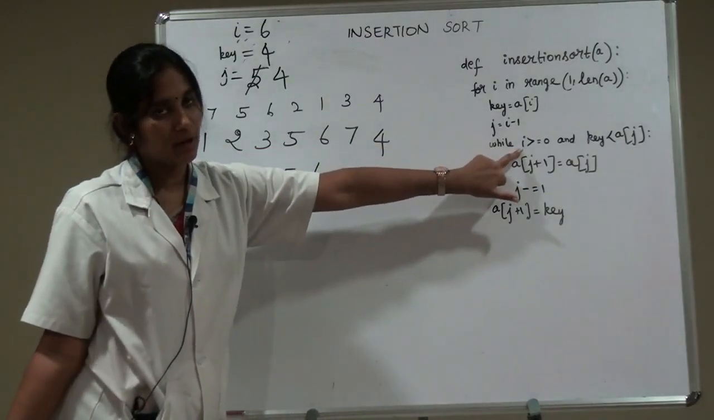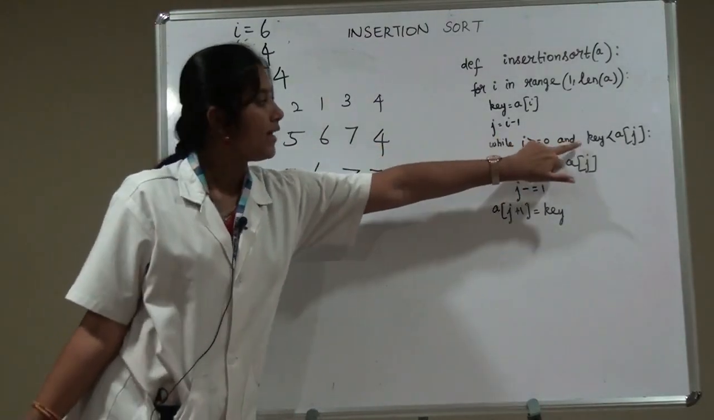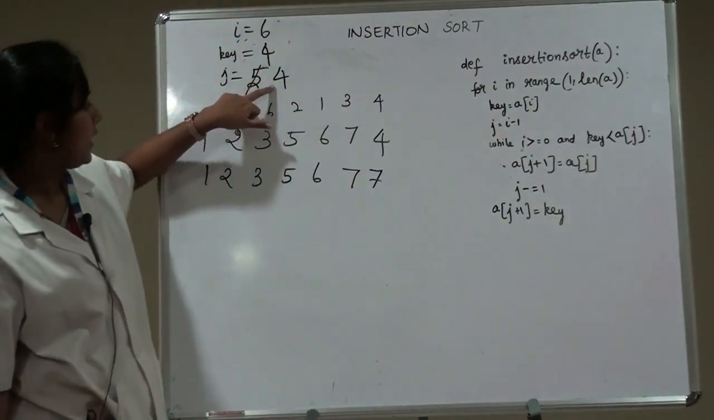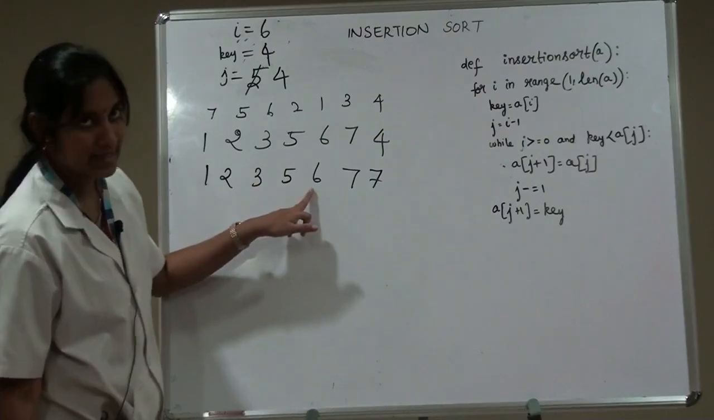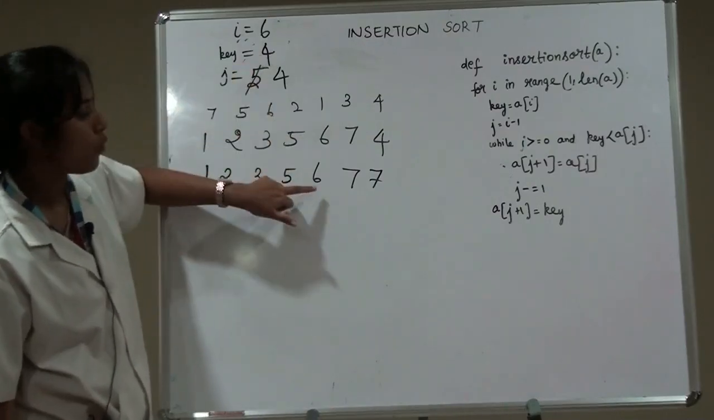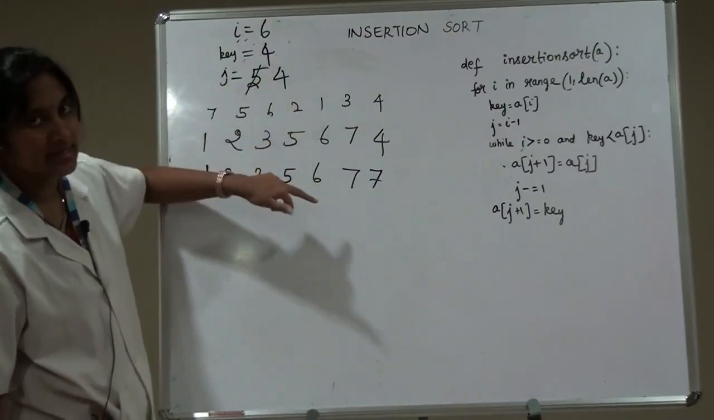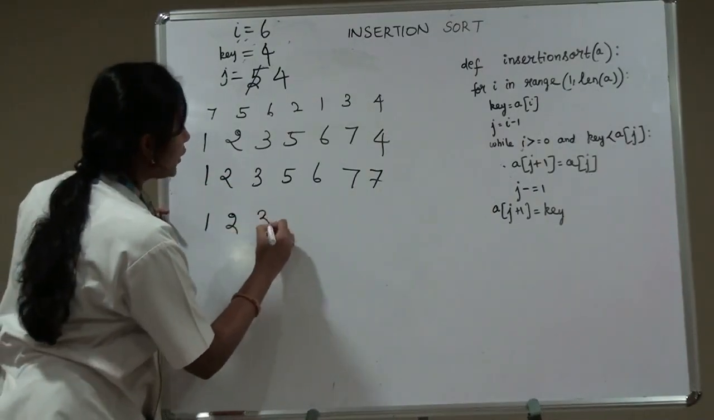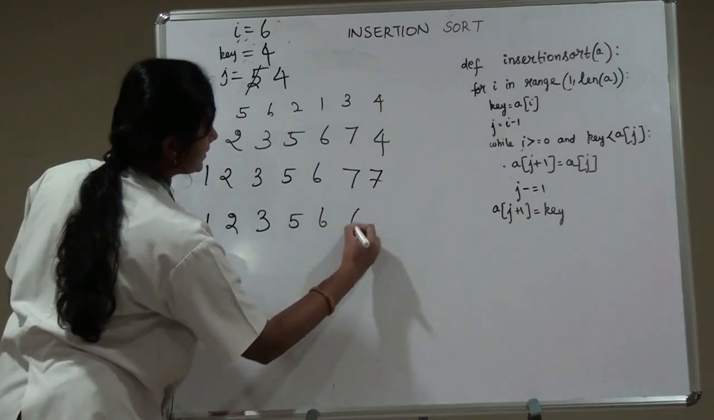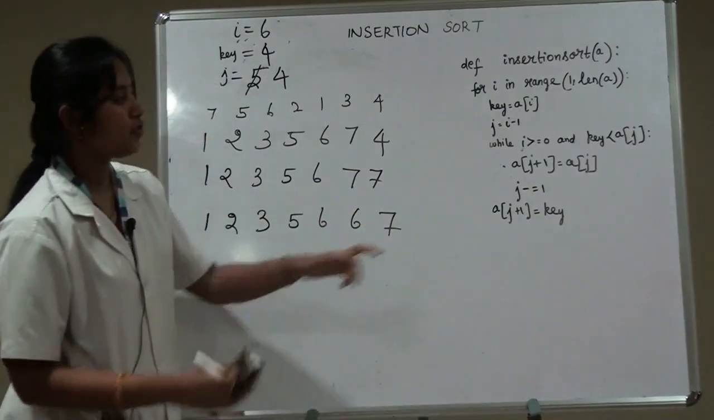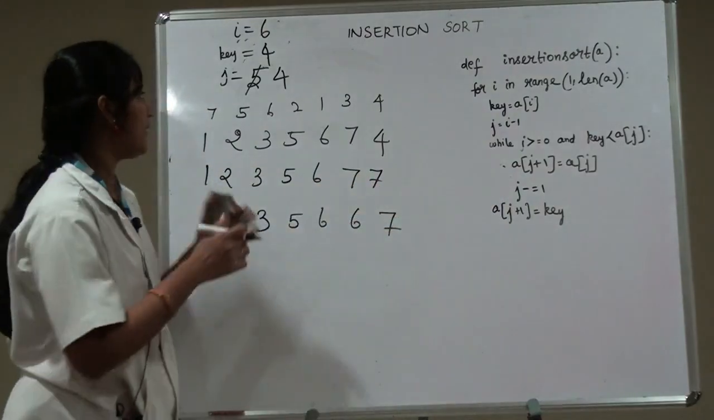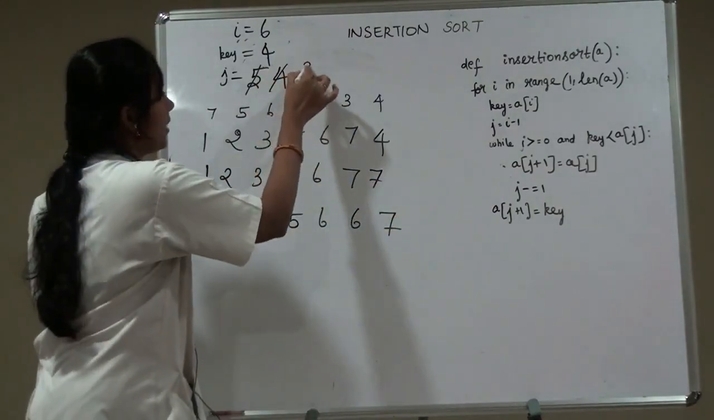Okay. Now again you are going and checking the condition. 4 is greater than or equal to 0, which is true. And what is your key? Key is 4. What is A of j? A of 4, which is 6. So you are comparing 4 and 6. So 4 is less than 6. Again condition is satisfied. So what you will do? You will move the 6 to the right hand side. A of j plus 1 is equal to A of j. Now again you are decrementing the value of j. Now j becomes 3.